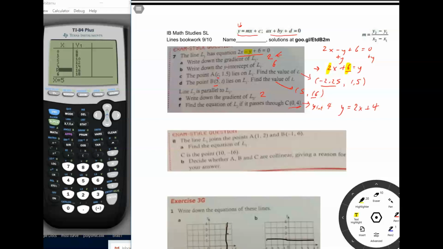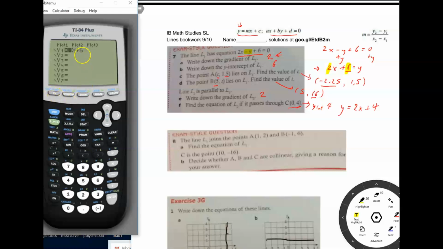Let me show you a graphing method to find the answer to C, without doing that crazy technique that I showed you where I changed the step size to 0.01. There's another way to do it.